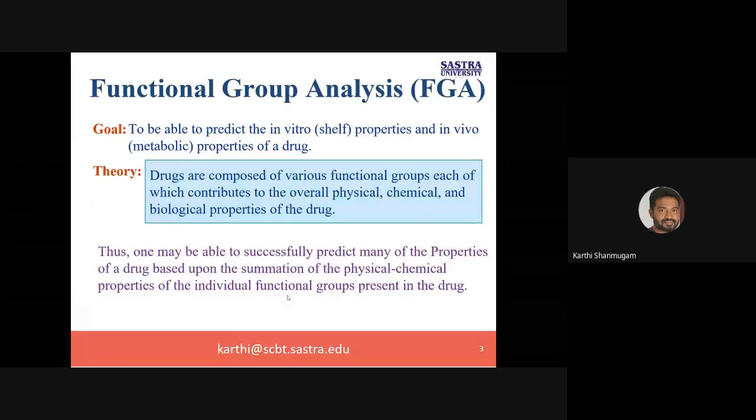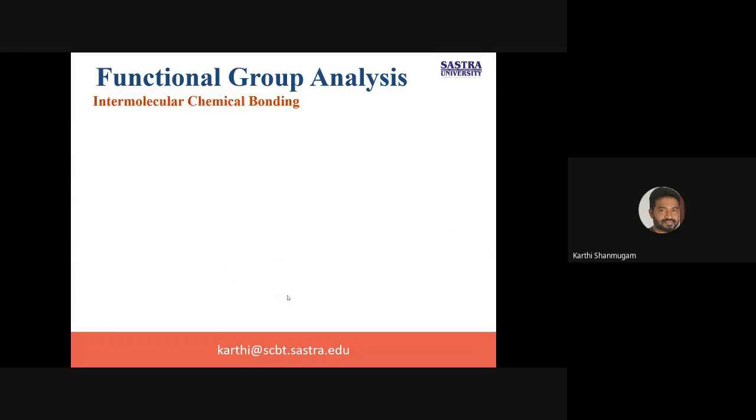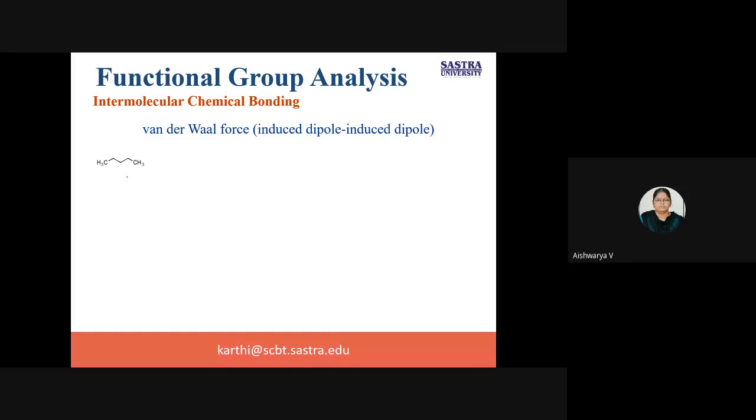So which bonding is important for the water solubility and which bonding is important for the lipid solubility? Okay. So the first bonding is the van der Waals interaction, right? So this is an example for what type of molecule? What type of functional group do we have in this molecule? Alkane. So alkane is the functional group, right? So okay, hydrocarbon.